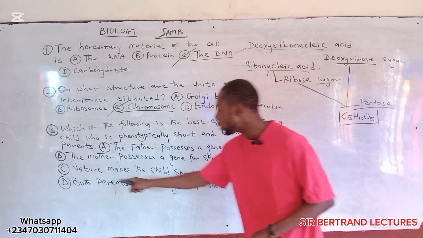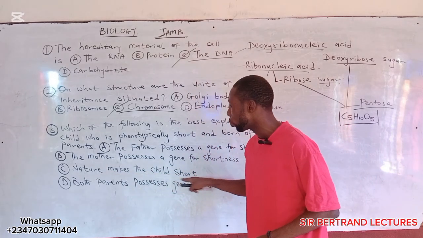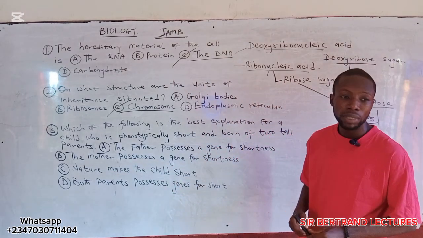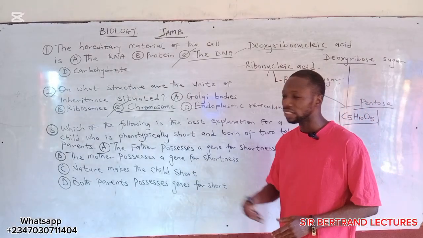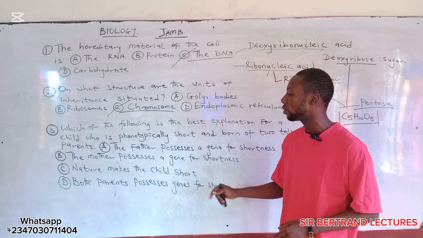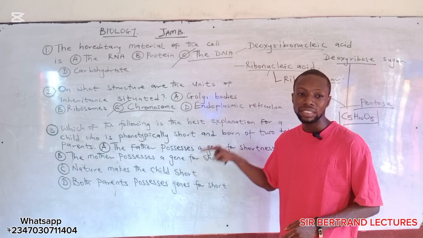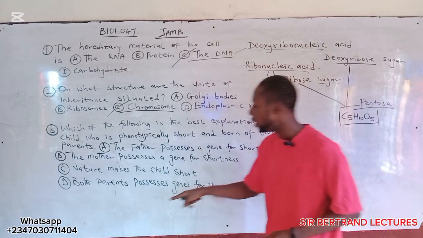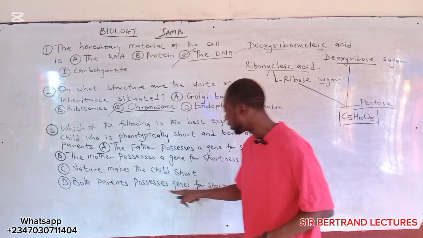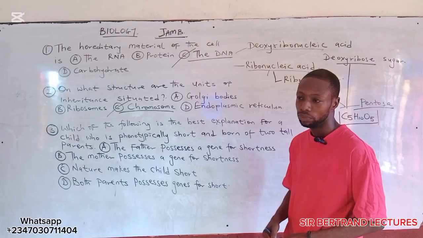All right. Option C: the nature makes the child short. Can nature make the child short? No, that is not the answer to the question. This is based on the genetic makeup. Then both parents possess the gene for short.